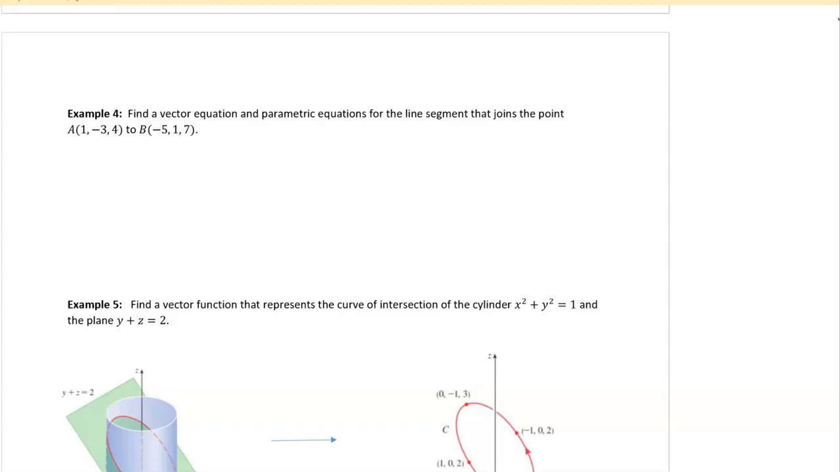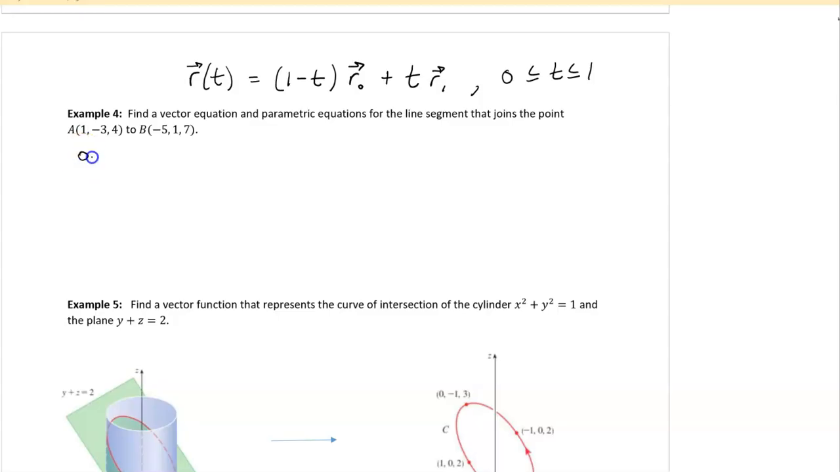In example 4, we're going to find a vector equation and parametric equations for a line segment that joins 2 points. Last chapter I gave you a shortcut for this, and I told you I probably don't use it much, so I'm just going to write it down for you. It is a quick way of finding this that always has our values of t go from 0 to 1. You could reparameterize this and come up with different equations that involve different values of t. We can parameterize it however we want, but this is generally our easiest way.